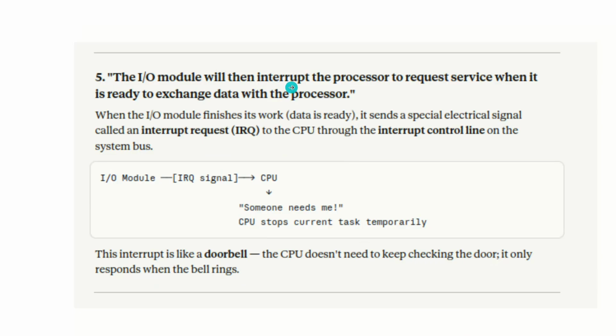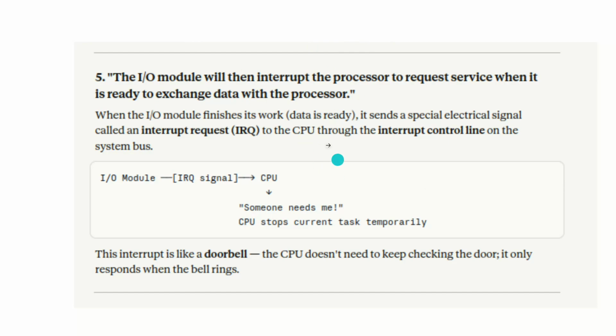After finishing the IO operation, the IO module will interrupt the processor to request service when it is ready to exchange data with the processor. When the IO module finishes its work, it sends a special electrical signal called an interrupt request, or IRQ, to the CPU. You have to understand that when the data is ready, it sends the interrupt signal to the processor.